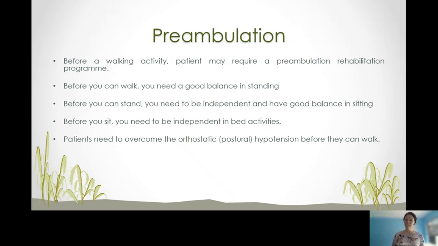A very important point is that you have to test their sitting balance as well as their standing balance before placing mobility aids in their hands. You have to be sure that the balance is sufficient, or else you go and do this rehabilitation program.